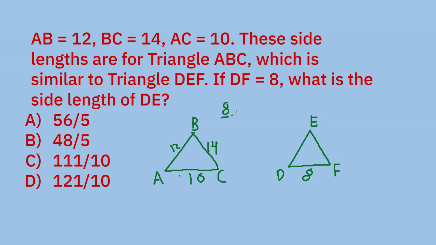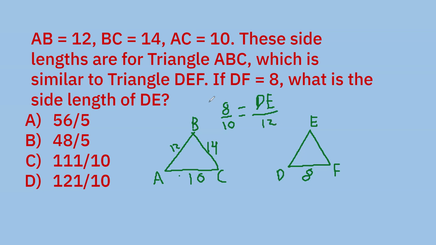8 over 10 is going to be equal to something over something, right? And what are we looking for? We're looking for DE, which corresponds to AB. So we did this triangle on top, so we'll do it again on top. So we'll say DE over the corresponding part in the ABC triangle, which is AB.